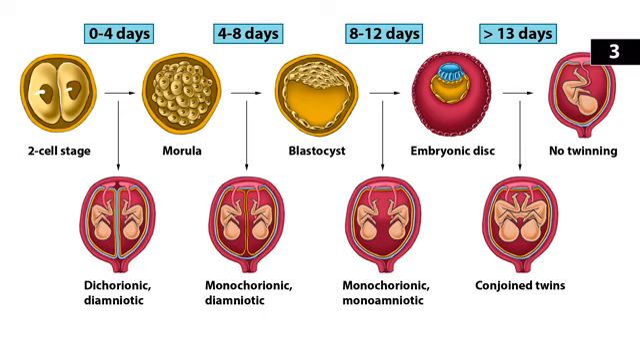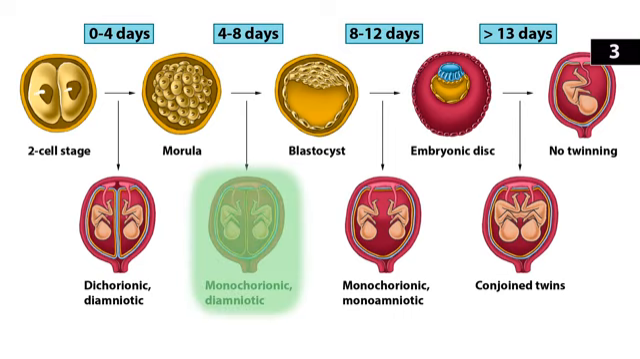Then you have formation of an inner cell mass, which will become the fetus, and an outer trophoblast, which will form the fetal component of the placenta. And at this point, the embryo is called the blastocyst. If the embryo splits at this stage, the twins will have two separate amnions but share a chorion. We call that monochorionic diamnionic.